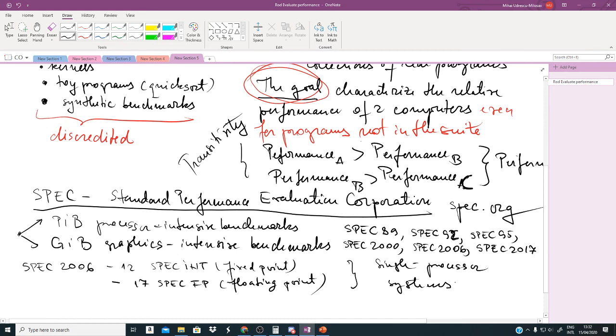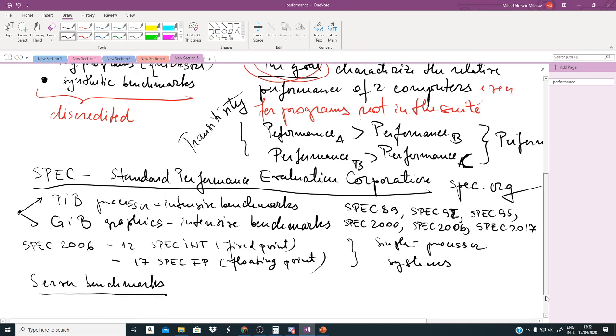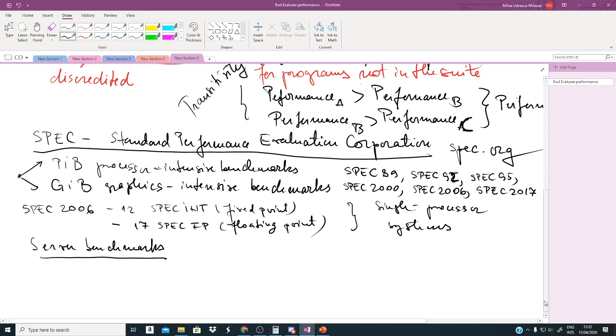However, we also have server benchmarks. The idea is this. The simplest benchmark for servers is a processor throughput oriented SPEC, such that SPEC 2006 or SPEC 2017 benchmarks can be used in order to construct a simple throughput benchmark.